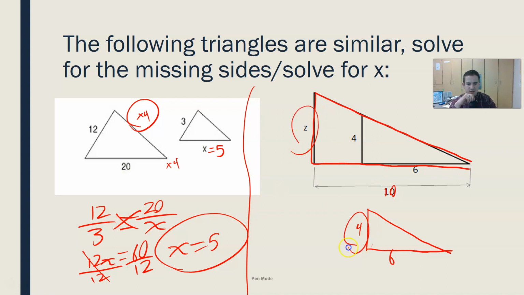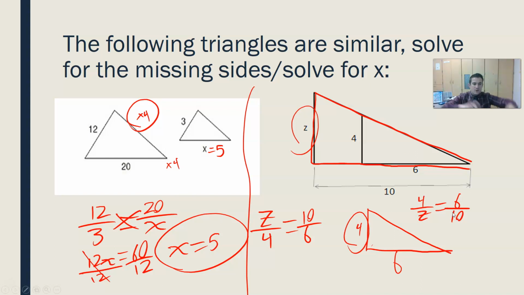So these two sides are going to correspond, and these two sides are going to correspond. Let's go ahead and write out the set of fractions that I would use to set up this equation. So z over 4 equals 10 over 6. I could also have written 4 over z equals 6 over 10. Notice that it doesn't matter which way those fractions are written, I will still get the right answer.